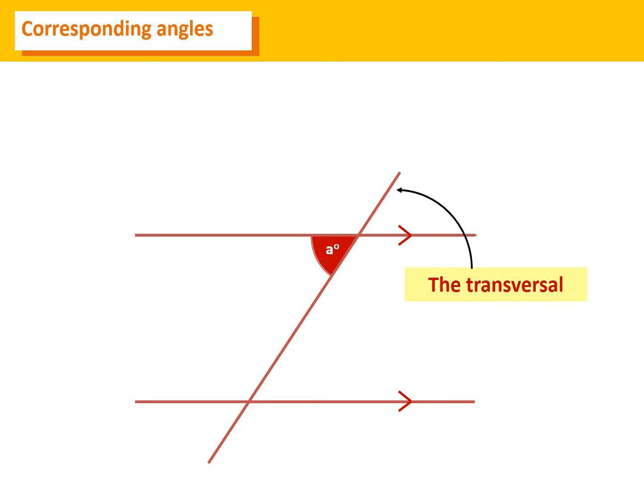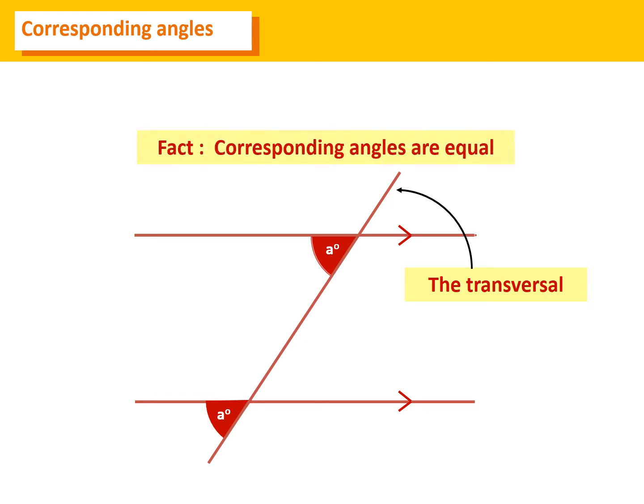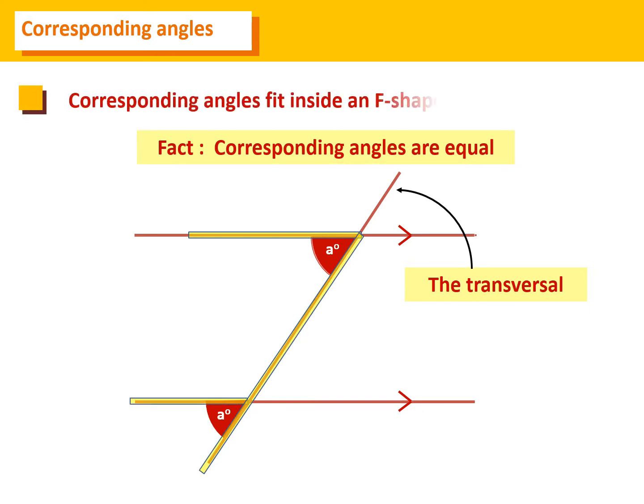There's an angle, and if we slide one of the parallel lines down the transversal, we can see the angle at the top must fit into the angle at the bottom there. So consequently, these two angles are equal and we mark them in with the same letter. Corresponding angles are equal, and those two angles A are corresponding angles. And corresponding angles, as we can see, fit inside an F shape.